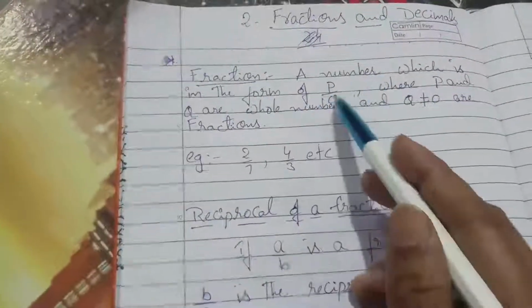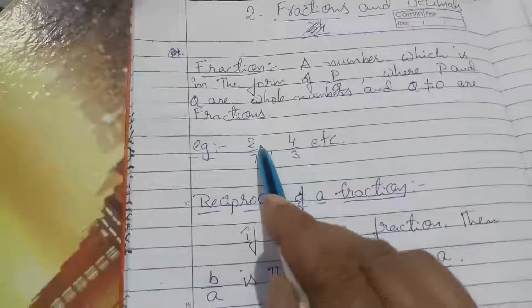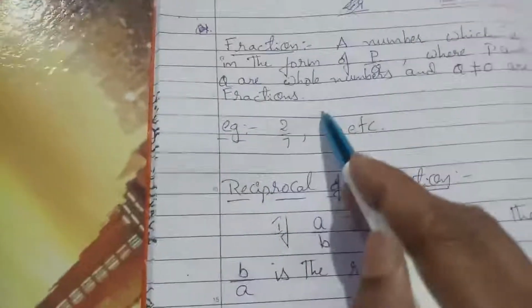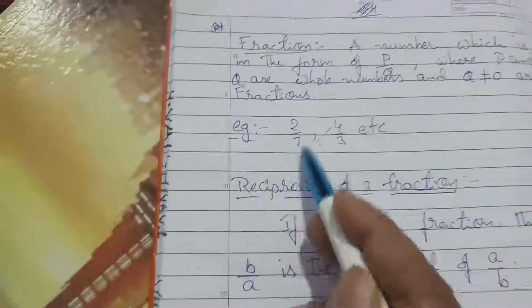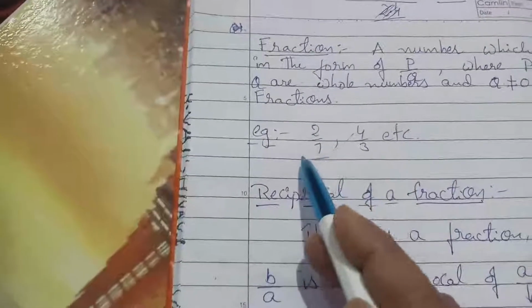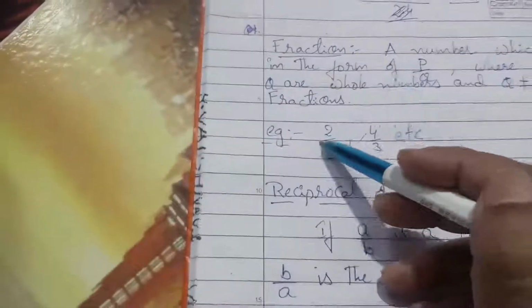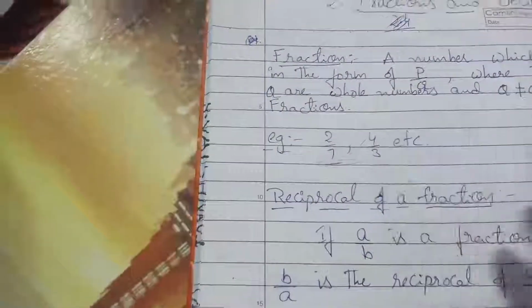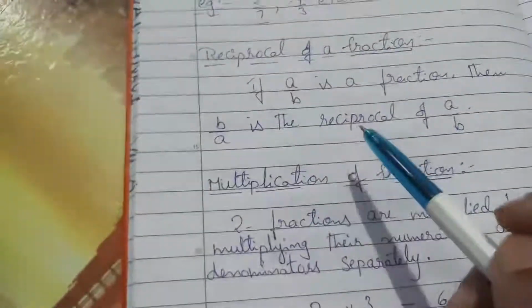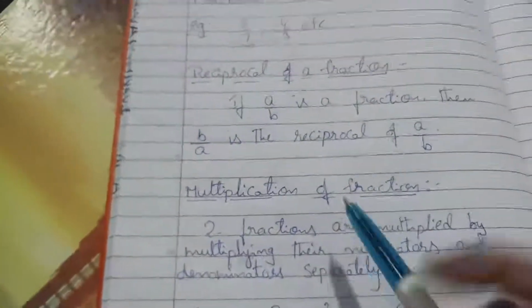For example, we are taking 2 by 7. 2 is a whole number and 7 is also a whole number, and the denominator should not be equal to 0. Then we can say that 2 by 7 is a fraction. In the same way, 4 by 3 is also a fraction. You know very well how to add and subtract fraction numbers. But in this class you will learn about the reciprocal of a fraction and multiplication and division of fractions.